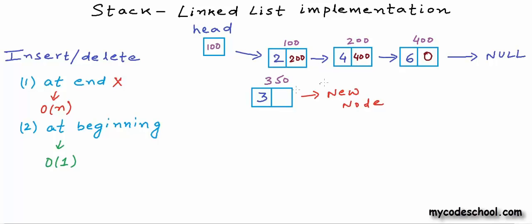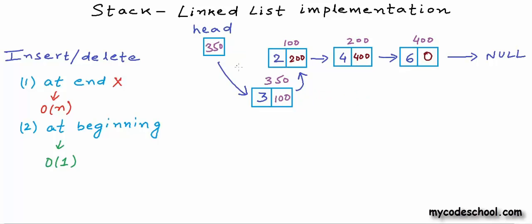First, we need to build this link. So we will set the address here as whatever the address of the current head is, and then we can break this link and make this guy the new head by setting its address here in this variable named head.